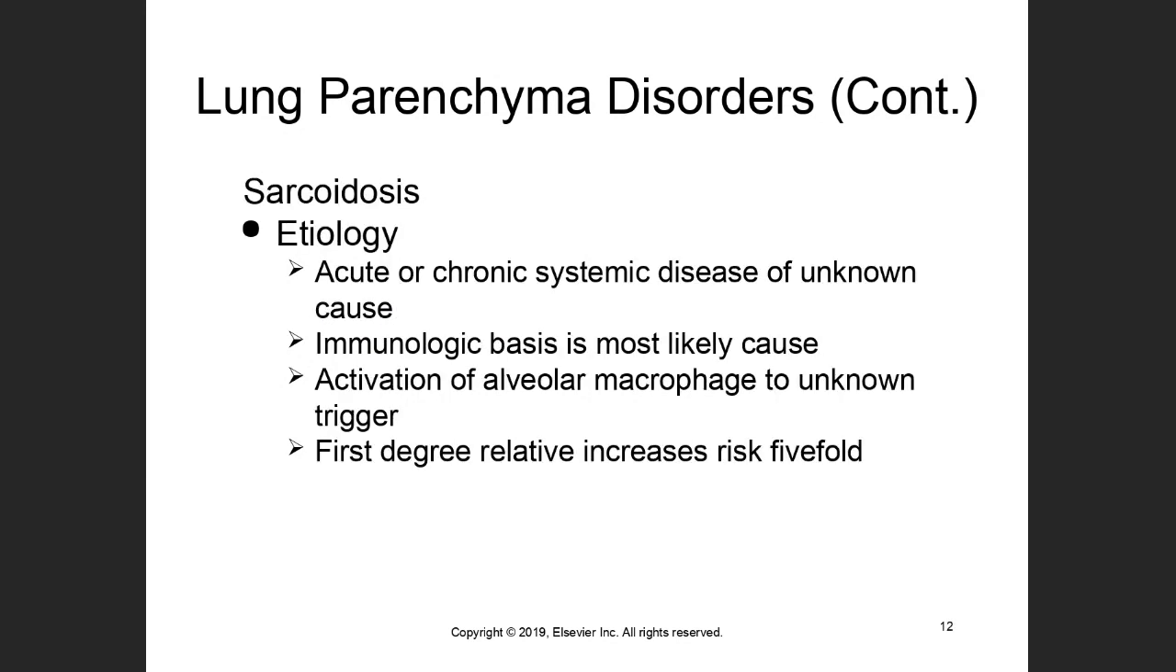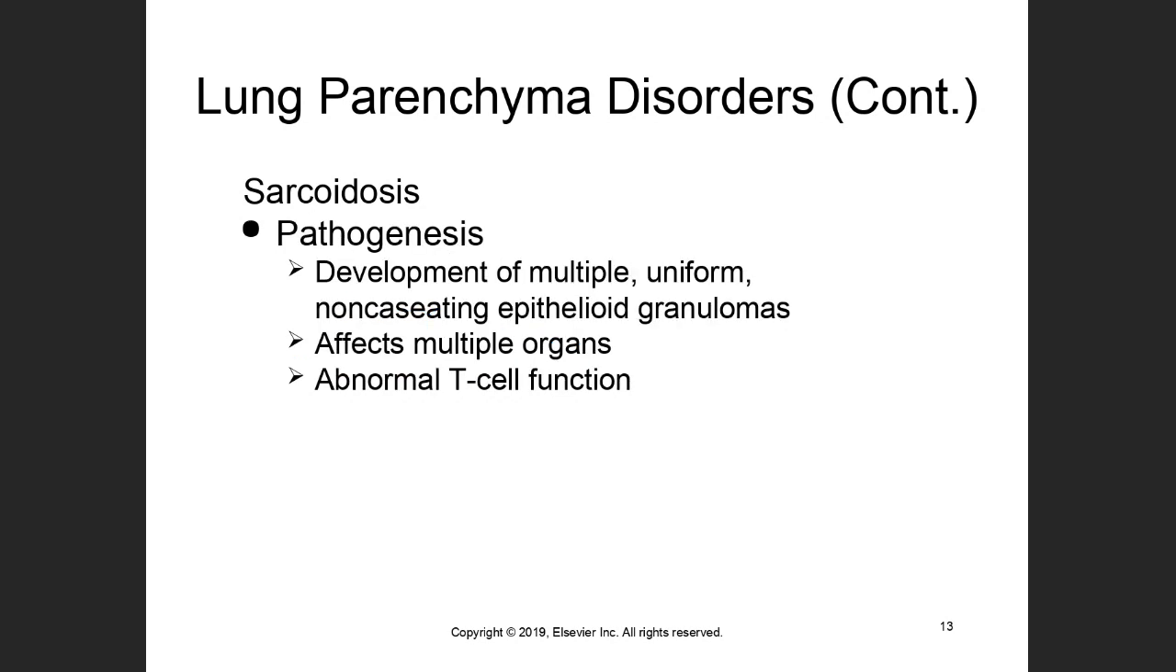Okay, sarcoidosis is an acute or chronic systemic disease of unknown cause, immunologic basis, that's the most common etiology, immunologic. Okay, activation of the alveolar macrophages by an unknown trigger, first degree relatives have a 5-fold increase. It means that you have 5 times more risk to develop the disease. Okay, development of multiple uniform non-caseating epithelioid granulomas, that's one of the main characteristics, non-caseating granulomas affecting multiple organs, and normal T cell function.